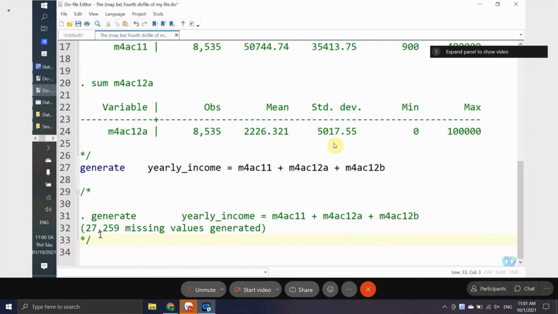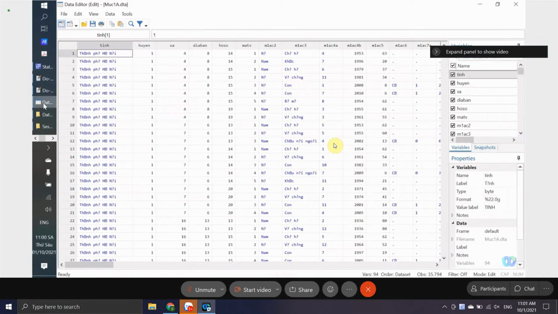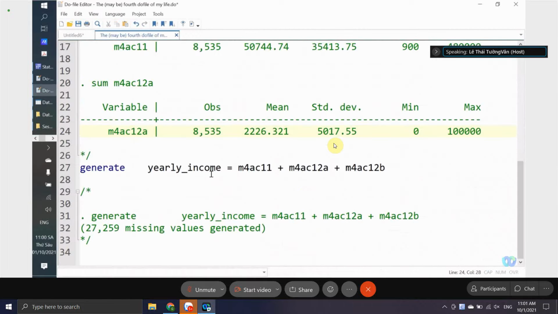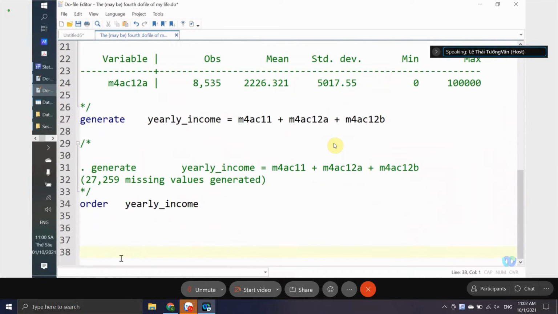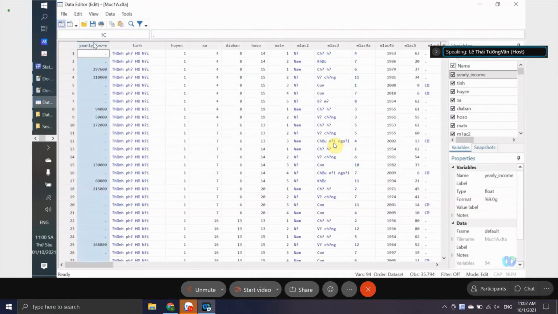So you will see that 27,259 missing values generated. What does it mean? If you now, just for the sake of exposition, order it. Order yearly income. When I run the command order yearly income, the variable income will be moved forward, so I can see it easily.